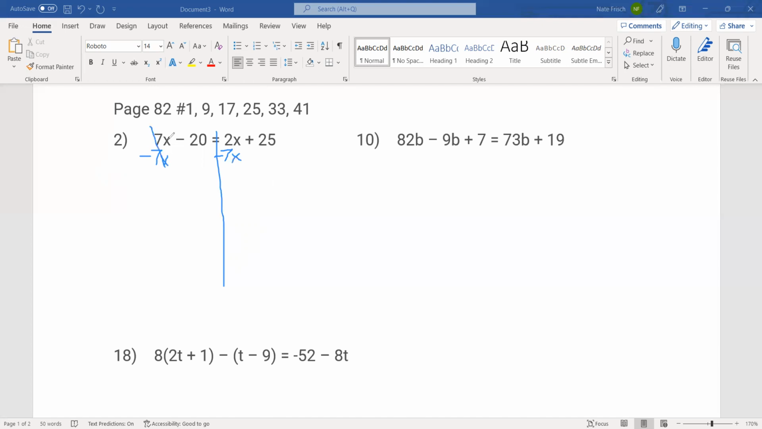So over here, positive 7x, negative 7x, or minus 7x, all that I'm left with is that minus 20, or I could think of that as a negative 20 either way. Over here, I had 2x minus 7x. That's going to leave me with negative 5x's. And the plus 25 is still here.